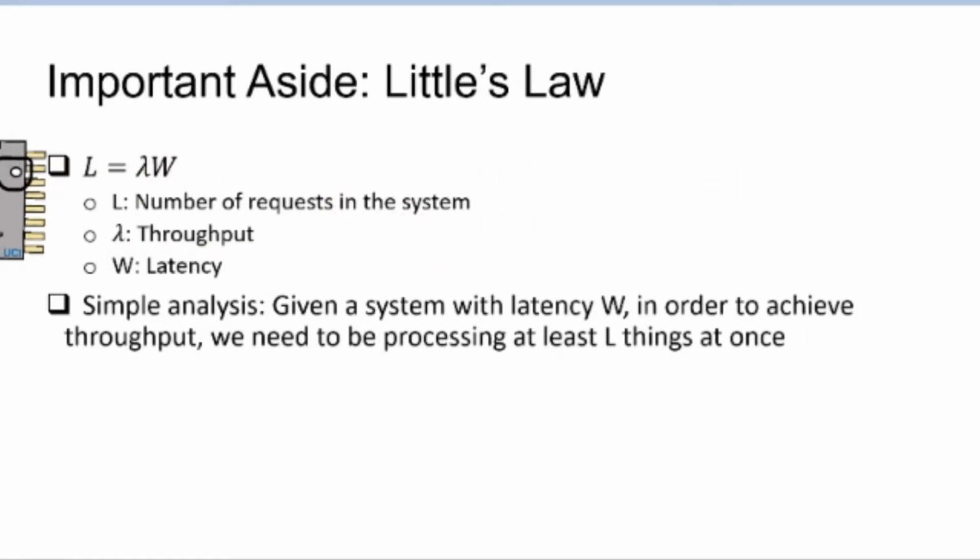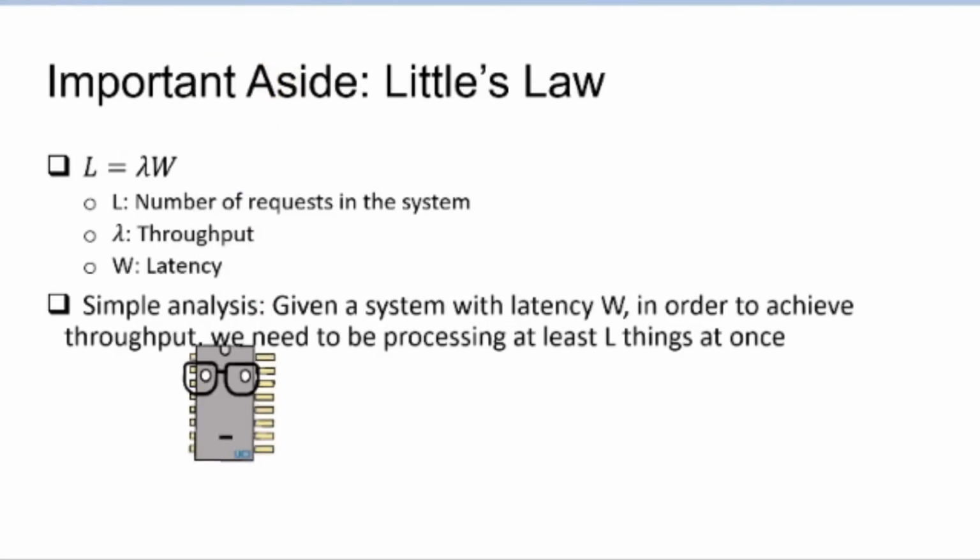The law itself is very, very simple. L equals lambda W, with L being the number of requests in the system, lambda being the throughput, and W being the latency. So the equation is very, very simple. Given a system with W latency, and the system is capable of processing lambda throughput, the total number of requests that are being actively processed in the system is lambda multiplied by W.